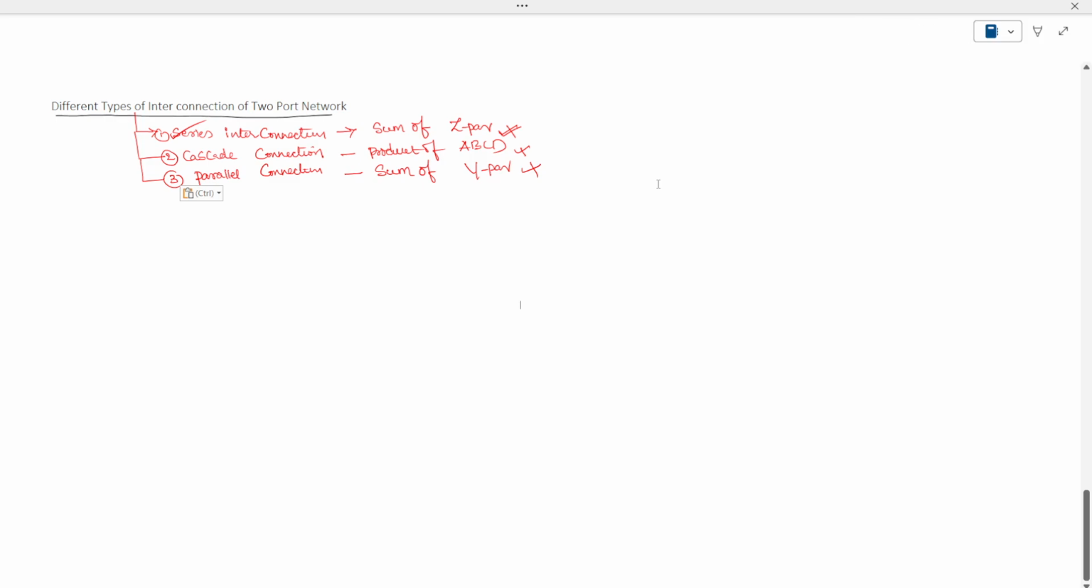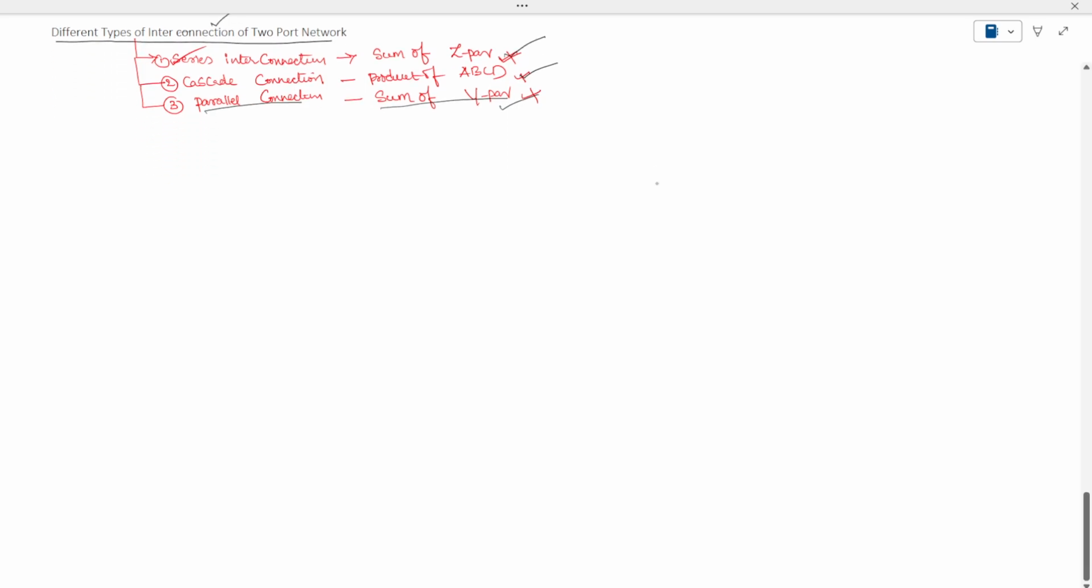Let us try to see the derivation for interconnection of two-port networks, of parallel interconnection, that is nothing but the sum of y parameters. In the previous lectures we have completed z parameters and ABCD parameters. Now we are going to solve the y parameters. Before considering parallel interconnection, let us see how the circuit diagram is drawn for the parallel interconnection.